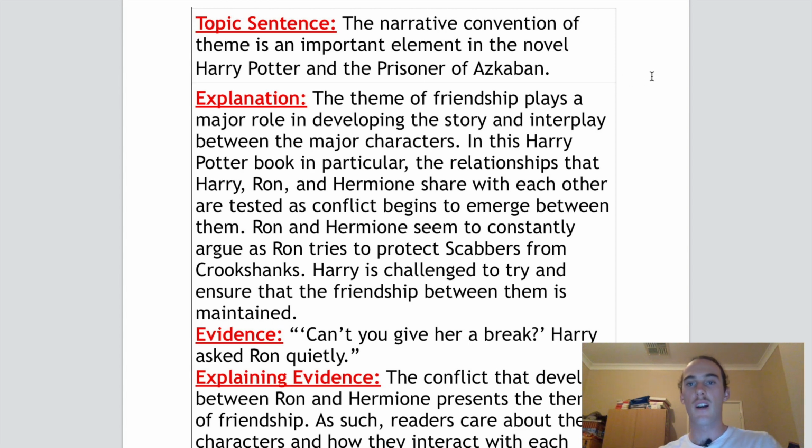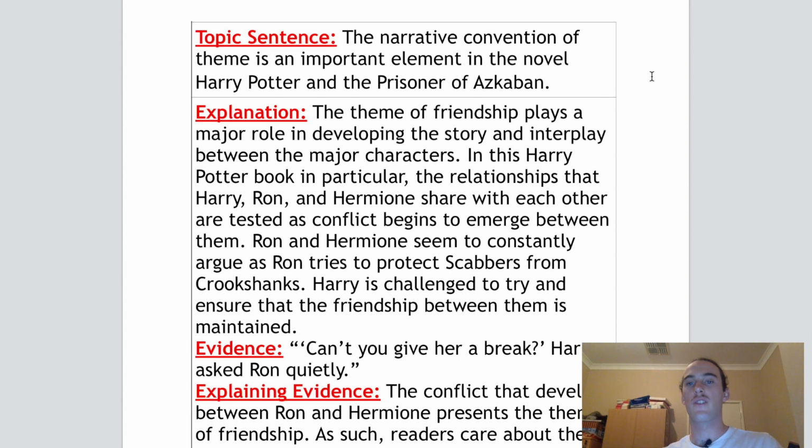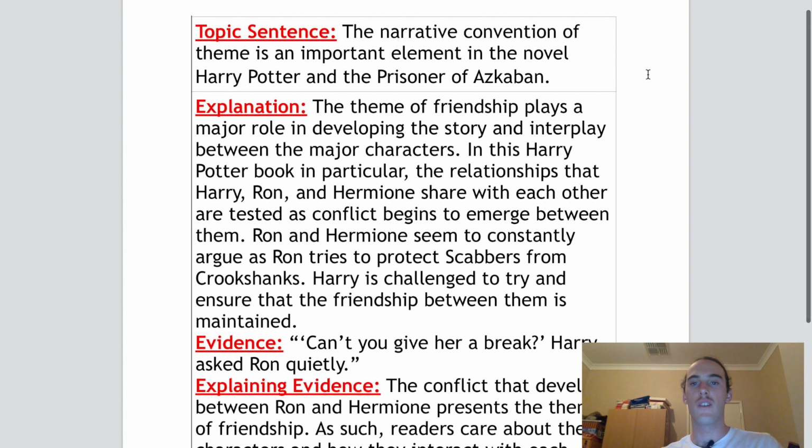So this would be a paragraph that you might write in an essay question that's asking you to talk about narrative elements, where you also might be talking about setting and characterization, for instance. But this paragraph is focusing on theme, and we looked at the theme of friendship. So we've got a very clear focus.